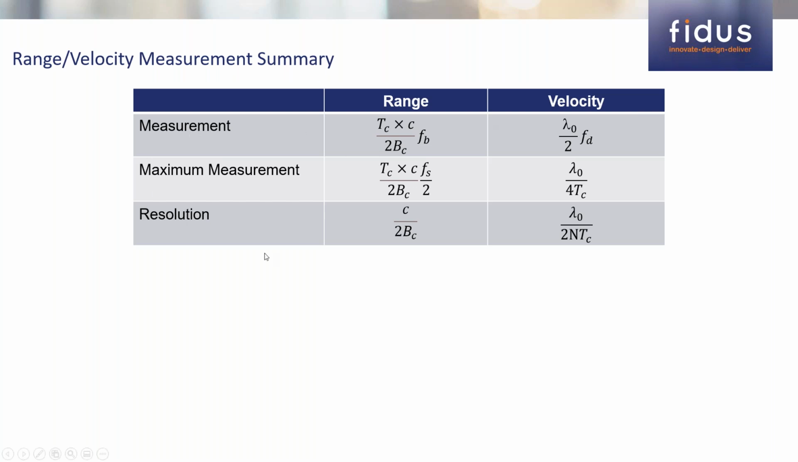Next, as summarized here, just the velocity and range measurement. In our system, the main part that we are going to deal with in DSP is those two elements. So what we need to remember here is that the measurement of the range and velocity is a linear equation.